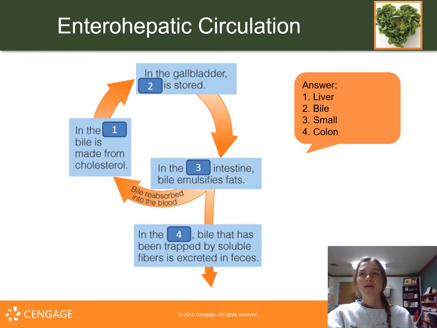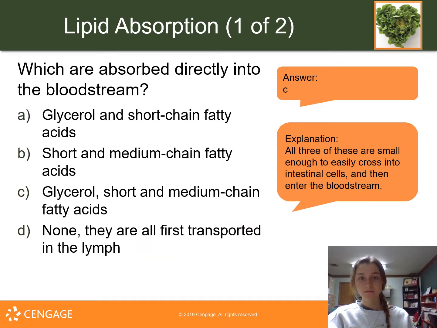It starts, remember, here we'll go over the answers too. In the liver, bile is made from cholesterol. Then in the gallbladder, bile is stored. In the small intestine, bile emulsifies fat. It's either reabsorbed or bile trapped by soluble fibers is excreted in feces.